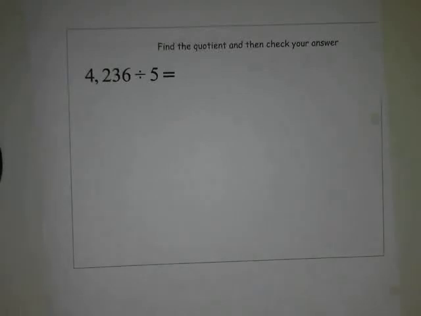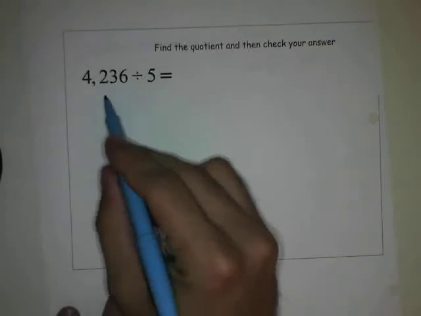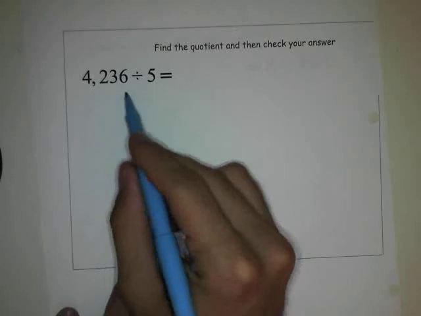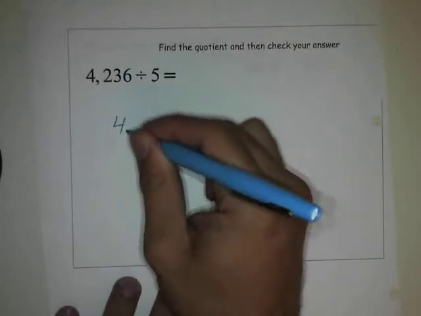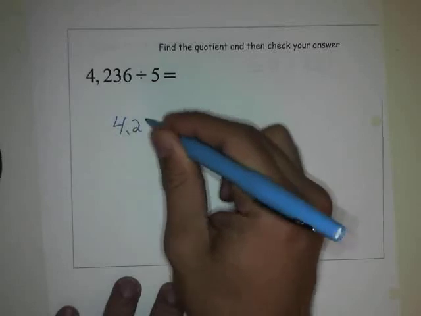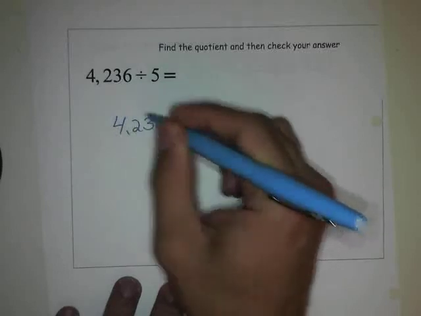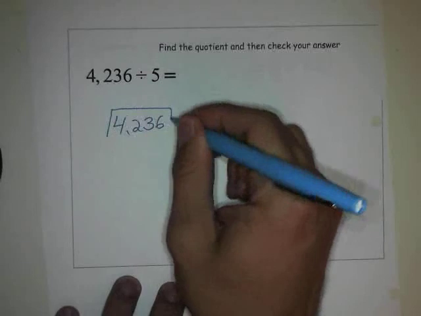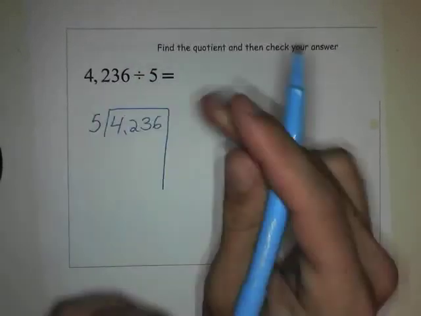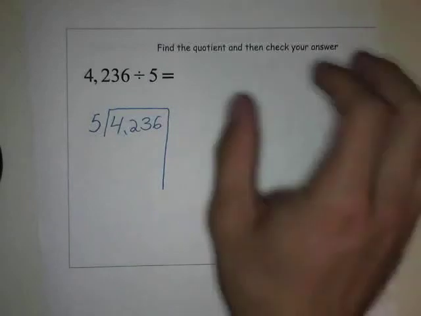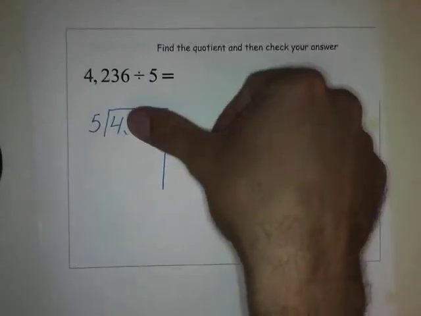So today in class we learned how to divide using partial quotients. So in the following problem we have 4,236 divided by 5. So I'm going to go ahead and set that up. 4,236 divided by 5. Okay. The way we're going to start this, cover up those last three digits.